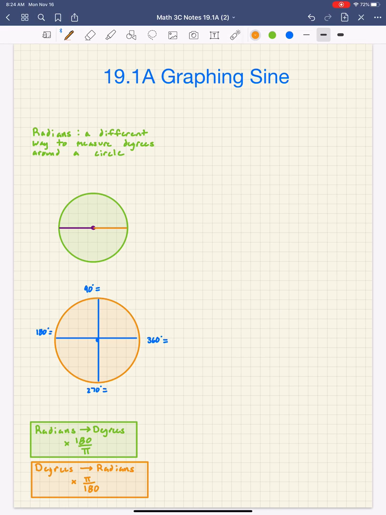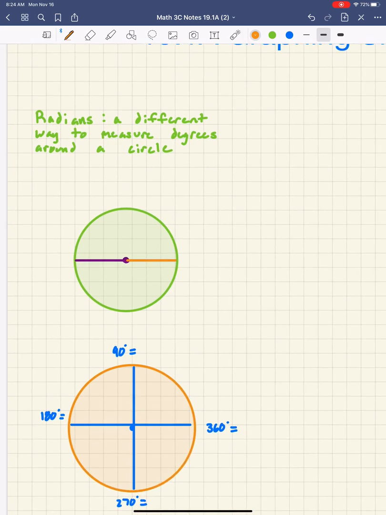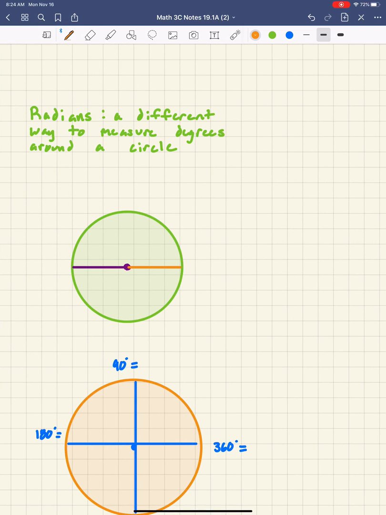Okay, we're going to jump into lesson 19.1a, which is on graphing the sine function. I've got some stuff jotted down here, so if you want to pause the video, you can write this down so you've got it set up like me. Then we'll jump into the note sheet, which is on the next page. We're just on a blank sheet right now, and then we'll get into the note sheet that is provided on Canvas.